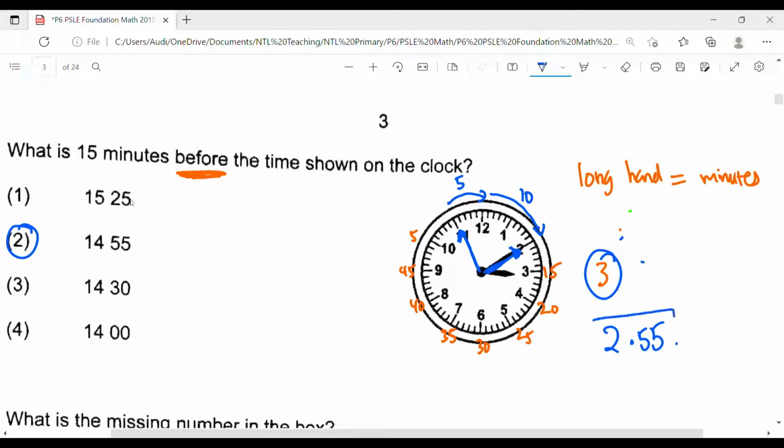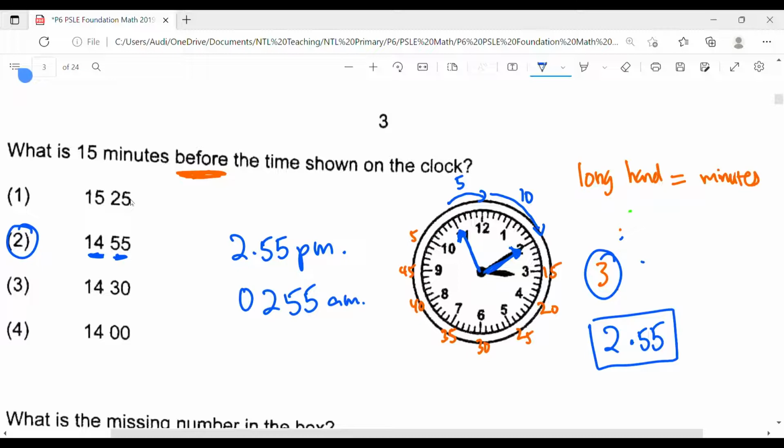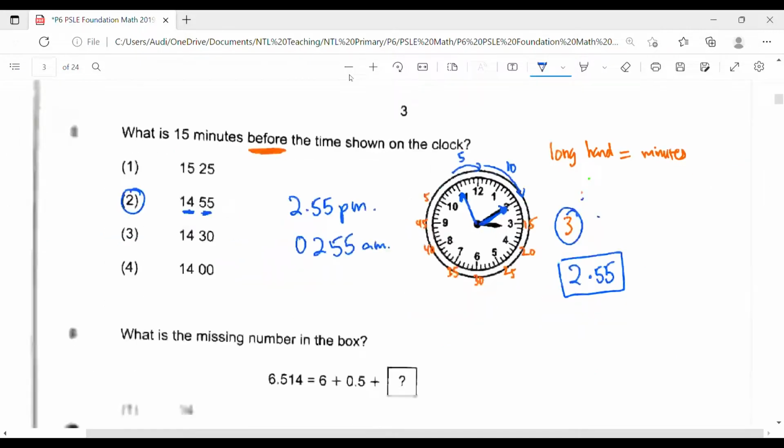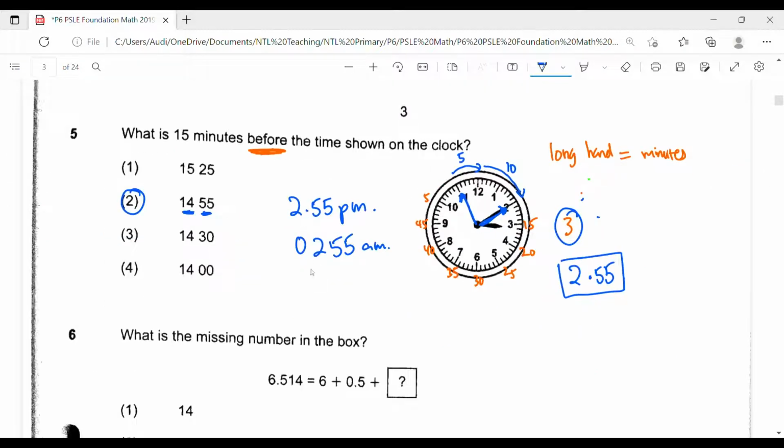Now notice we counted it as 2:55, but in the answer it is 14:55. 14:55 just means that it's 2:55 p.m. If it's 0255, this is a.m., early in the morning. Okay. Pause the video. Try this question on your own. I'll erase this. Try it on your own, and then you can continue with the next question once you're ready.